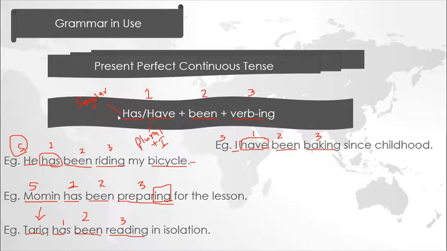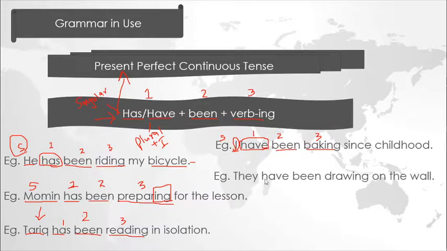Students, first you know what tense we are reading, then you look at the structure, then we look at the examples and identify those structural elements in the sentences, and hence it becomes easier to identify. So I is the singular subject, but we use have for it because it is an exception. Then been is the second component, and third is baking since childhood.